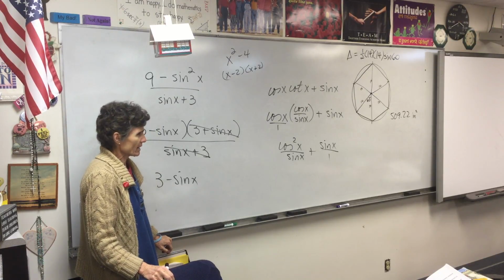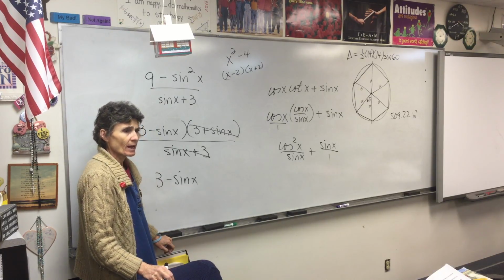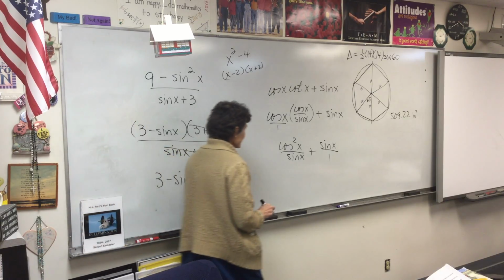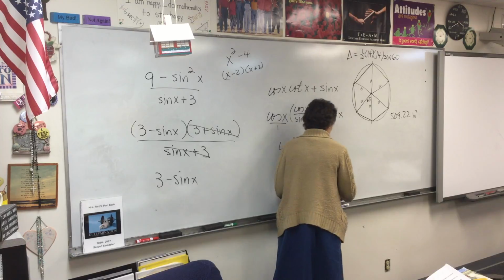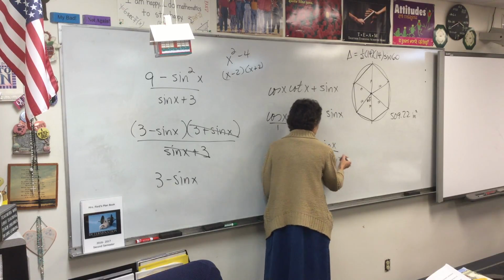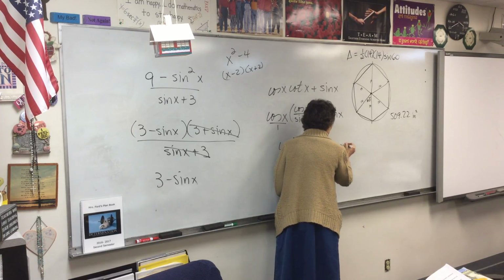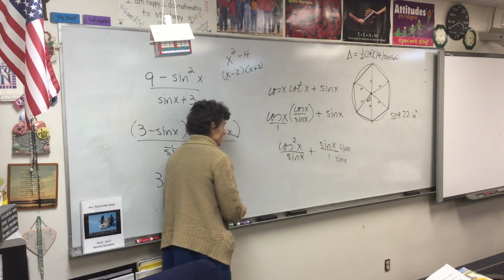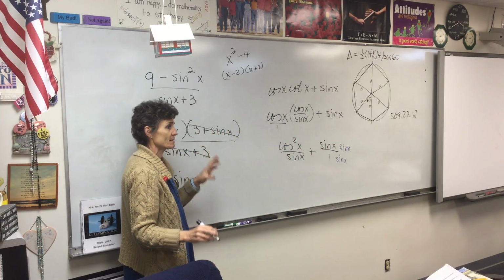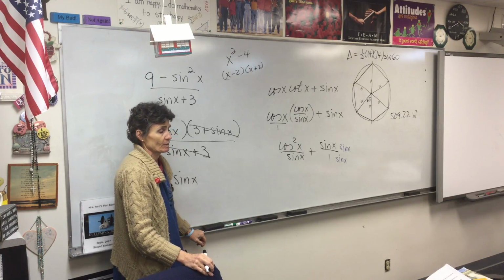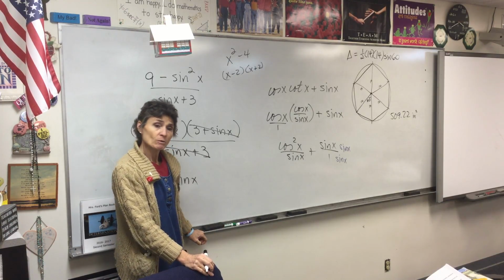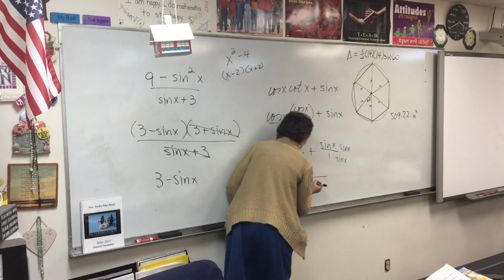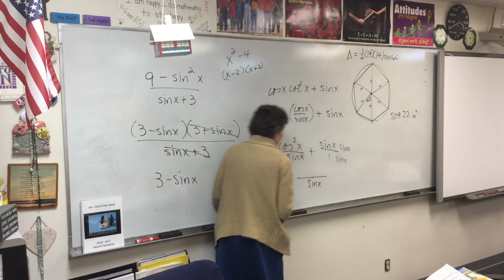How do I add fractions together? I need a common denominator. So this one doesn't have a sine in the bottom, so I'm going to give it 1. But you can't just put it in the bottom without putting it in the top. So I put a sine in the bottom and a sine on the top. Now, do they both have the same denominator? Yeah. One denominator. What's on top?